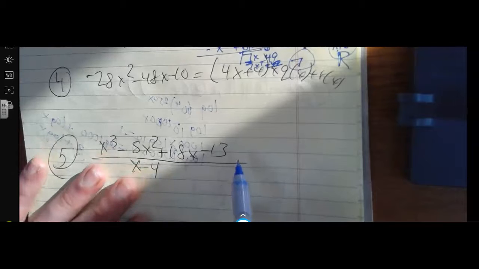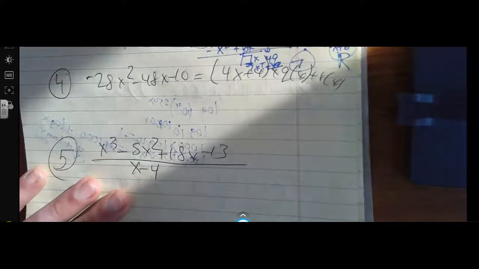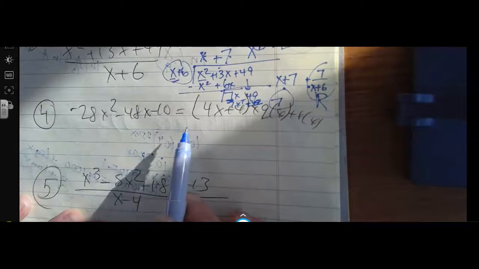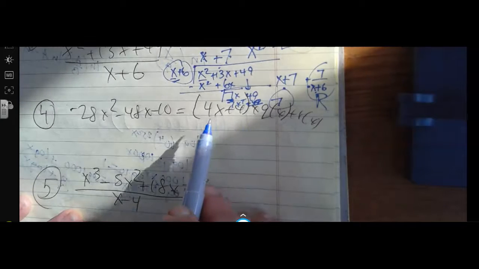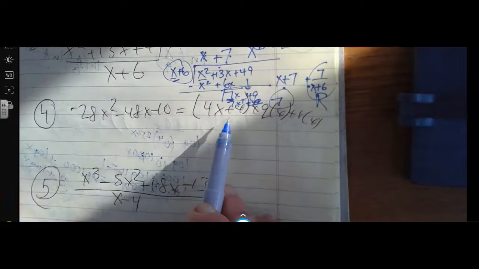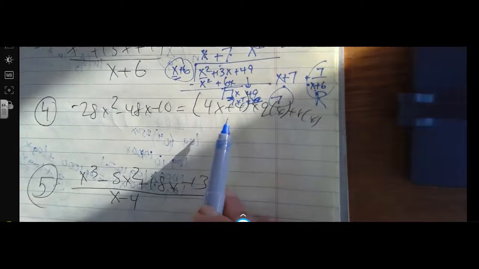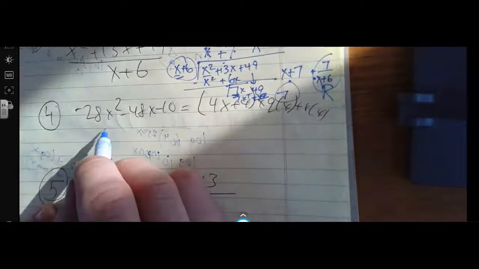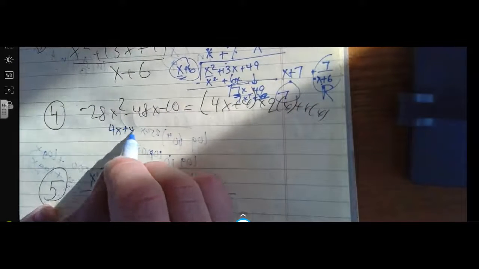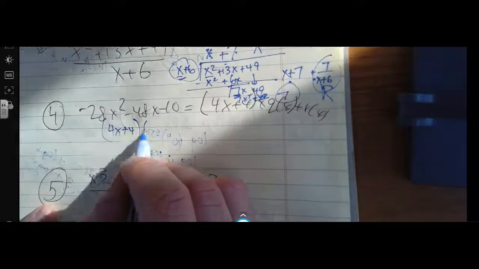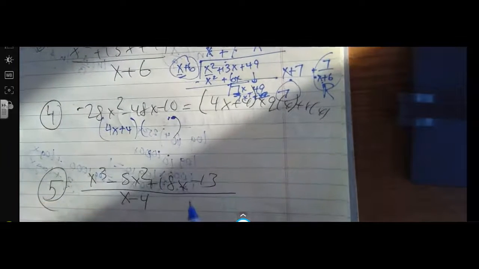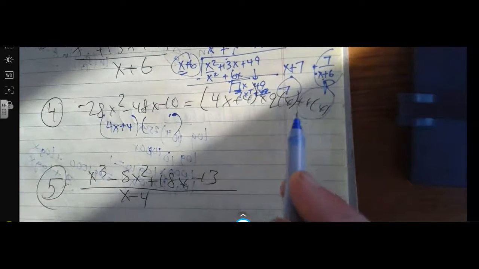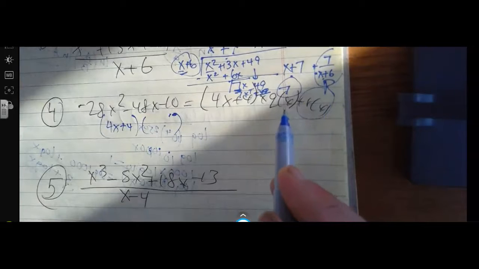All right, so here's number 4. Number 4 asks us to write this in a form where 4x plus 4 is a factor. That's what they're asking us for. So that means that 4x plus 4 is going to be a factor, and they want to know, what do I multiply that by? And then do I have a remainder? Put that there as well. So let's see how close we can get.